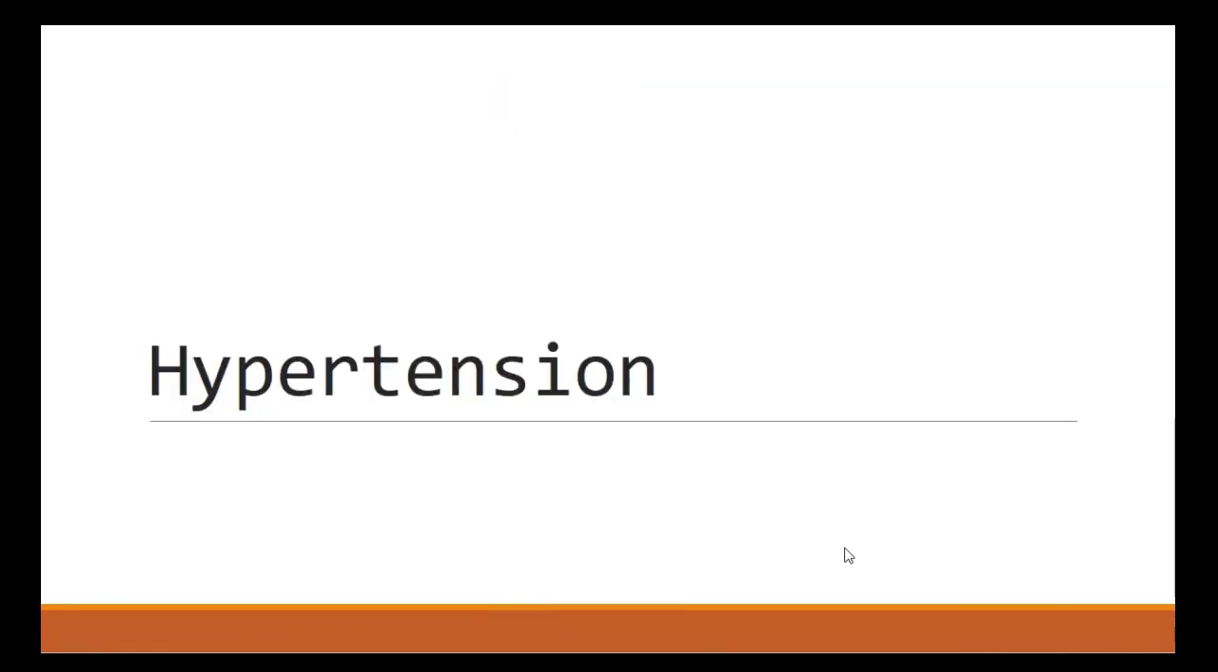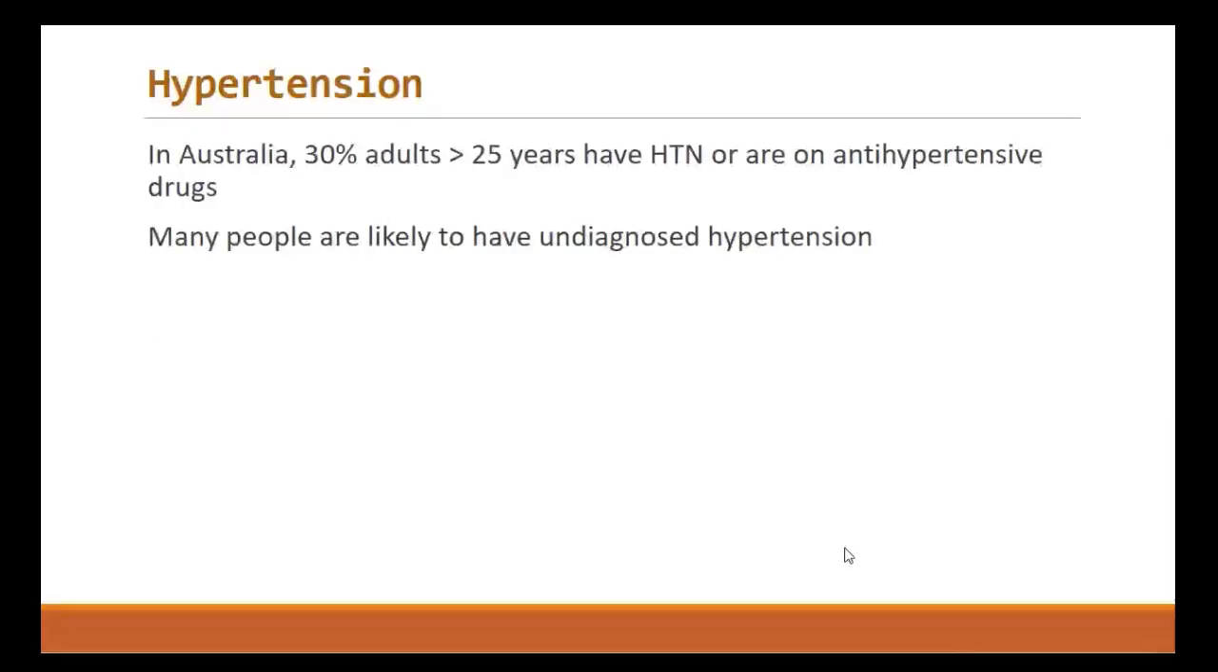So let's look at hypertension as our first topic. In Australia, 30% of adults over the age of 25 have hypertension or are on antihypertensive drugs. So this is a very high number. Many people are likely to have undiagnosed hypertension as well.